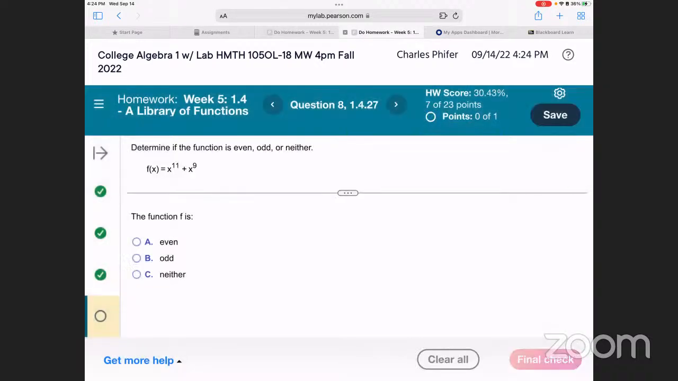So similar here. I think I'm going to just speak through this one. No, let me write it out.